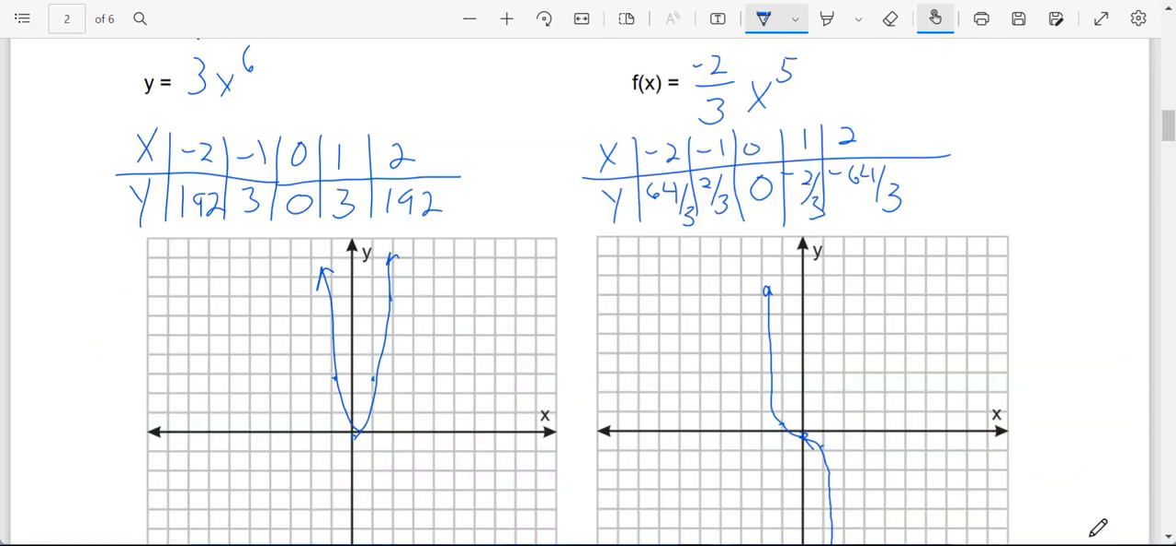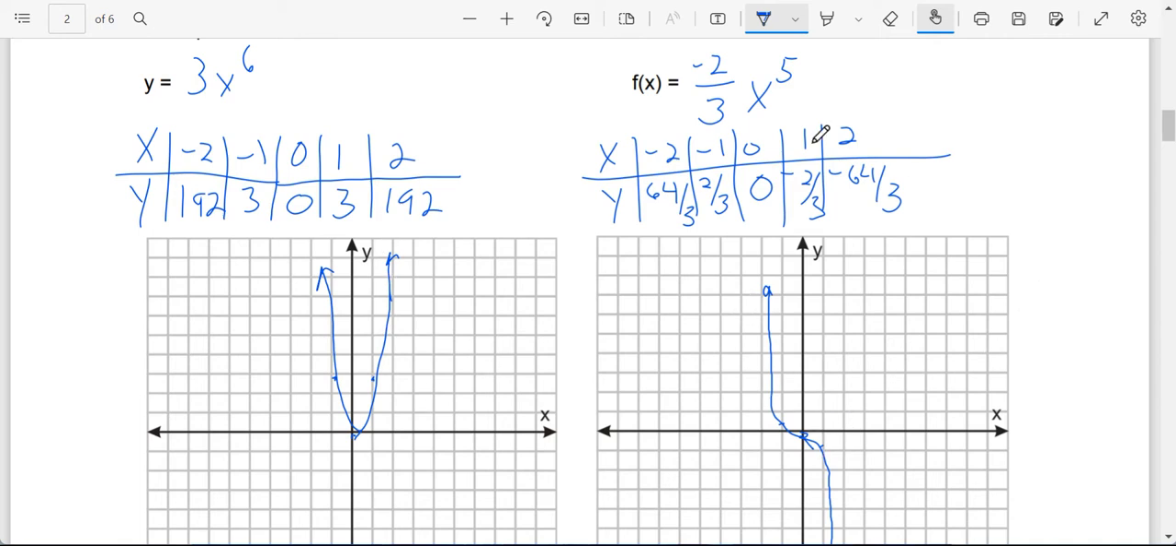All right, time for two examples. We have y = 3x to the 6th, and f(x) = negative 2/3 x to the 5th. I made a little table for us, and based on the table, I graphed it. Obviously, I can't plot 2,192, so I just made sure that after I hit 1, 3, it shoots up. Same thing with negative 1, 3, it shoots up. I didn't draw them best, but these are going to go quickly.